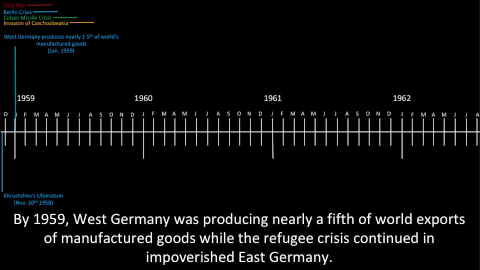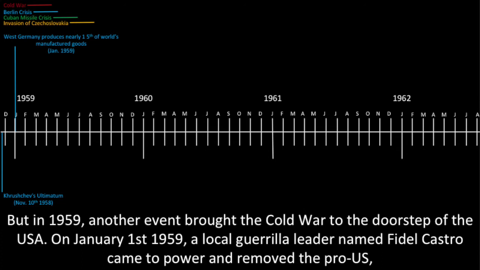By 1959, West Germany was producing nearly a fifth of the world's exports of manufactured goods, while the refugee crisis continued in impoverished East Germany. But in 1959, another event brought the Cold War to the doorstep of the USA.